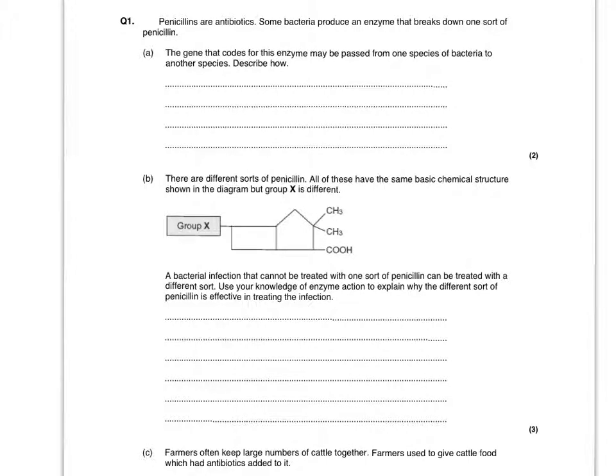Question 1. Penicillins are antibiotics. Some bacteria produce an enzyme that breaks down one sort of penicillin. The gene that codes for this enzyme may be passed from one species of bacteria to another. Describe how.